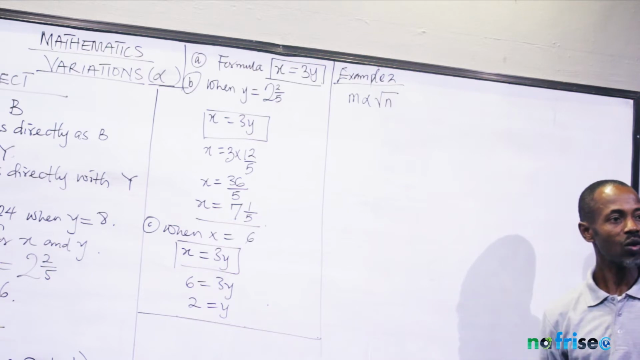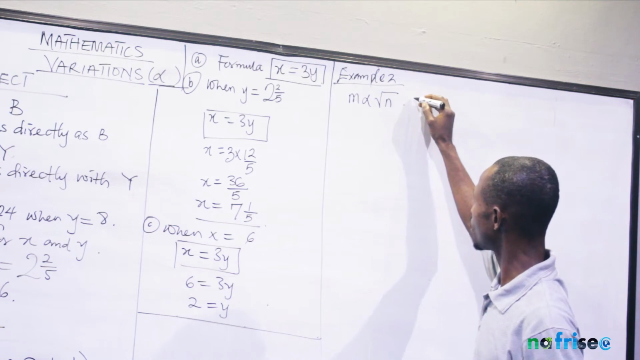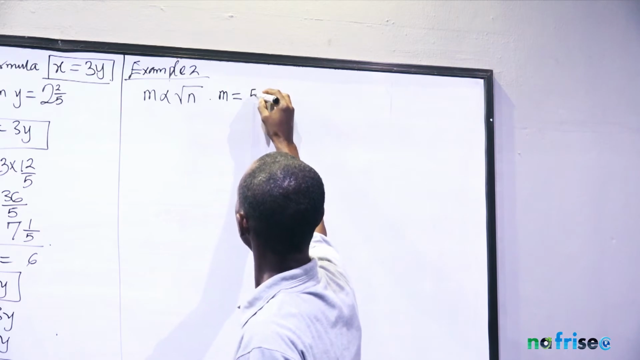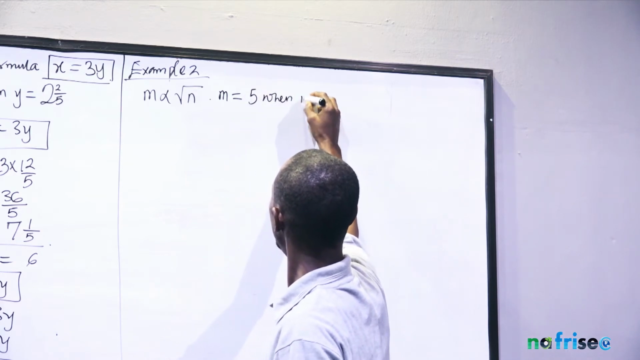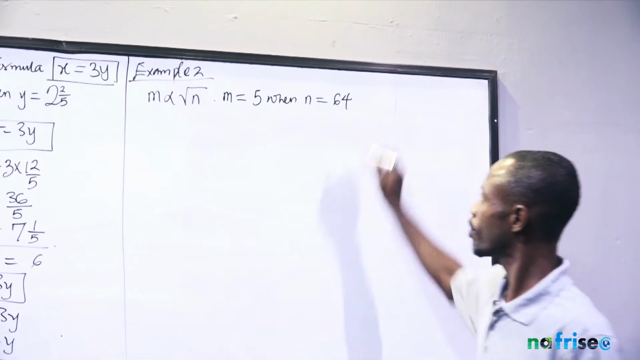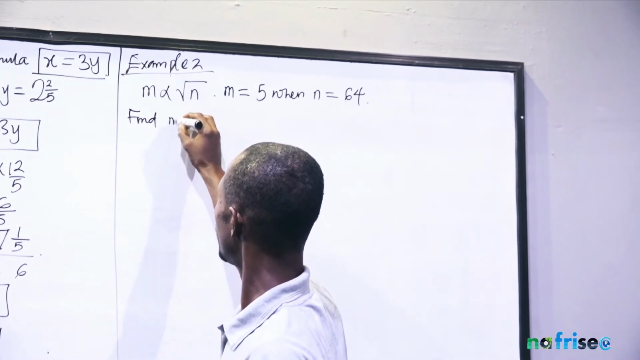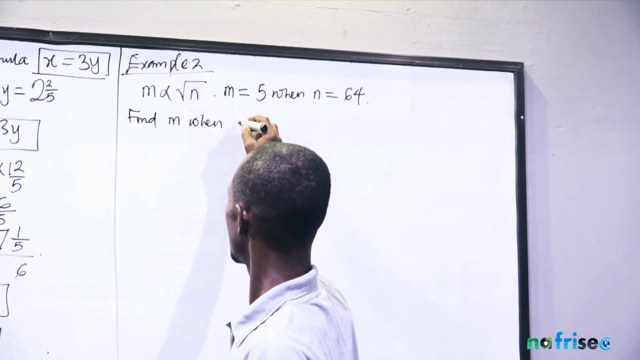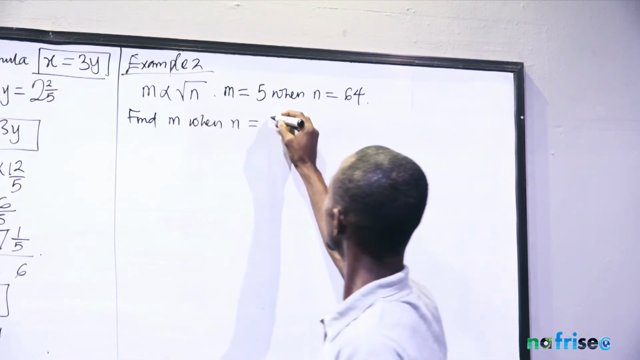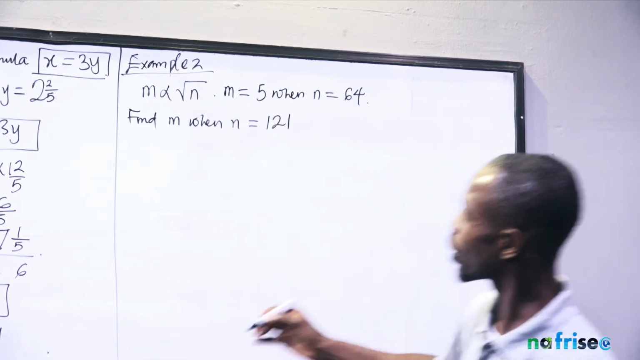You know the next thing, they're going to provide you values that will give you your constant. So they will put a full stop to tell you m equal to, let's say 5, when n equal to 64. Are you there? Full stop. Then they tell you, find m when n equal to, let's say, 121. Are you good to go? So we go from here.